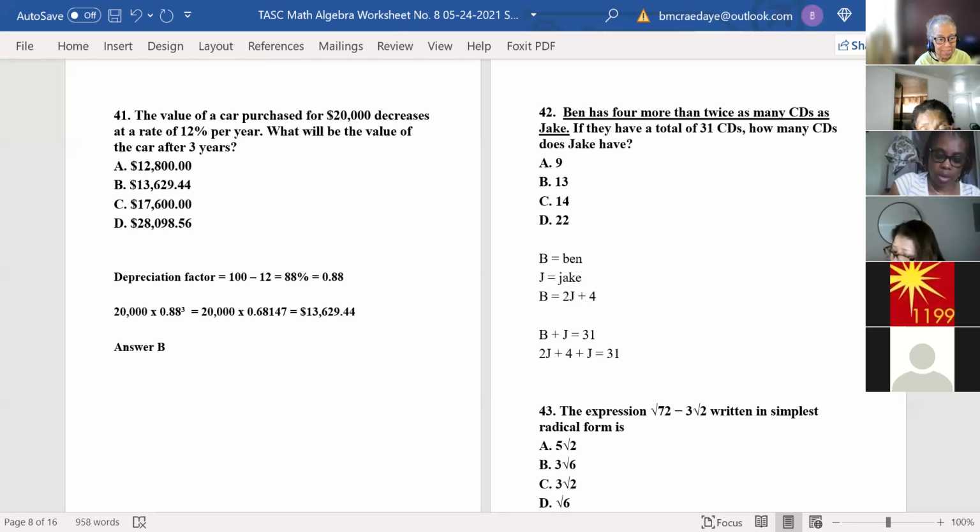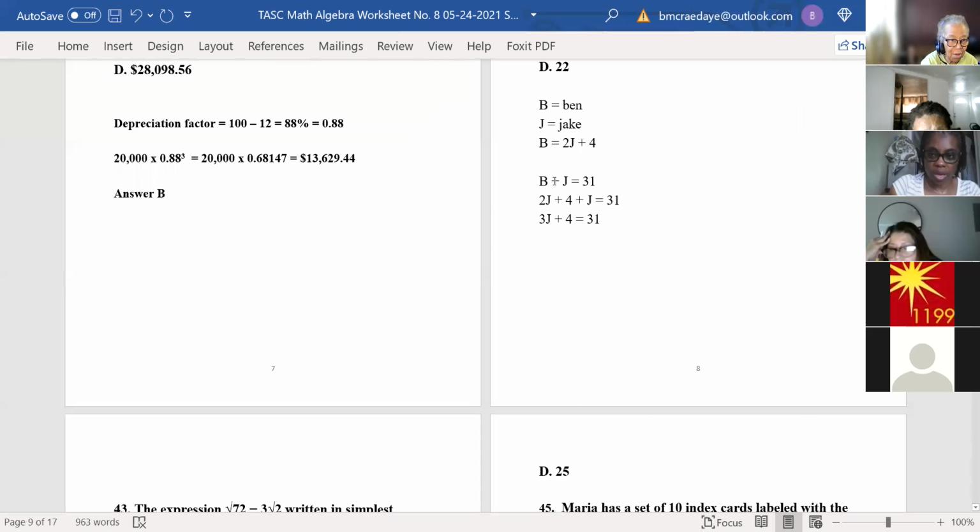Okay, now tell me, Vanessa, what do you get? Because this is 2J and J, so you add those J's, right? Right. So you get 3J. Very good. Plus 4, 3J plus 4 equals 31. Then what do you do next, Vanessa? Okay, so we subtract 4 on both sides. All right, very good. Subtract 4 from both sides.